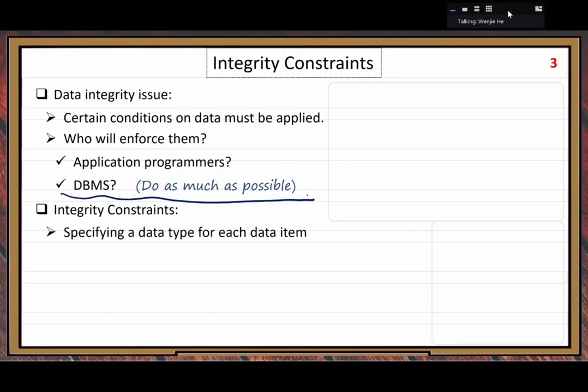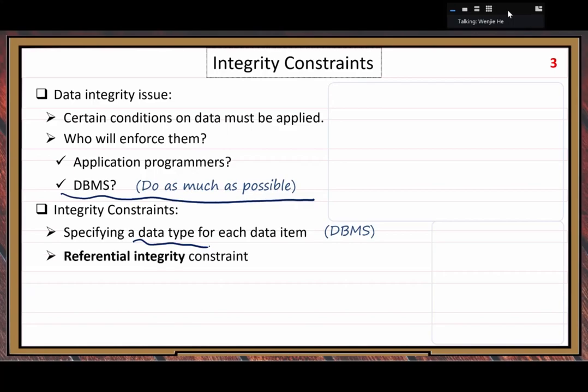First, simple type: specifying a data type for each data item. Integer, string, date, floating point, double, and many different data types. That's the simple type constraint. In your table definition, you specify that kind of constraint easily for each field. We will see some examples quickly. The DBMS can do this part easily, so we let the DBMS do it.